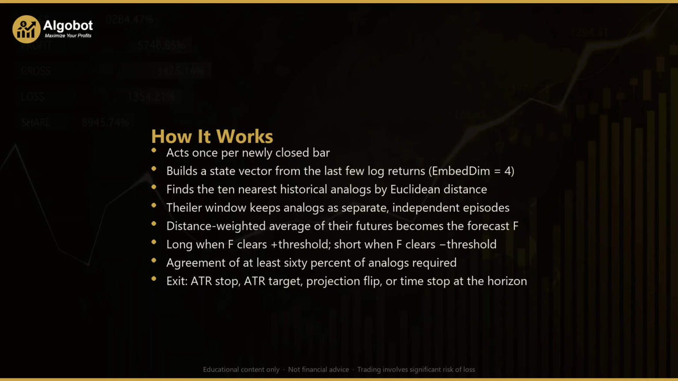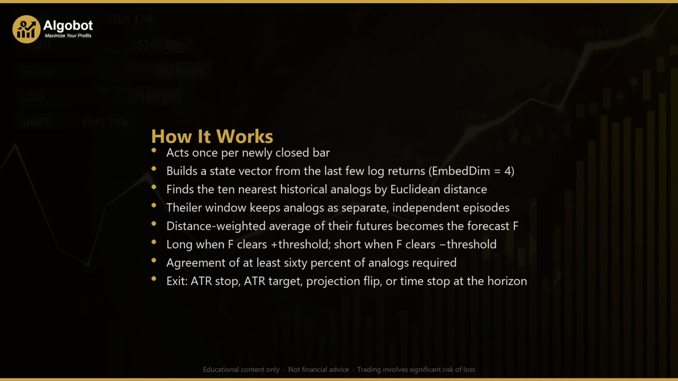But there's one more filter, the agreement gate. At least 60% of the selected analogs must share the sign of F, otherwise the signal is treated as noise and rejected. When flat and a confirmed projection appears, the EA opens a market order. The stop loss is placed 2 ATR away, and the take profit 3 ATR away, giving a reward-to-risk shape of 3-2. While a trade is open, it can exit in 3 ways.